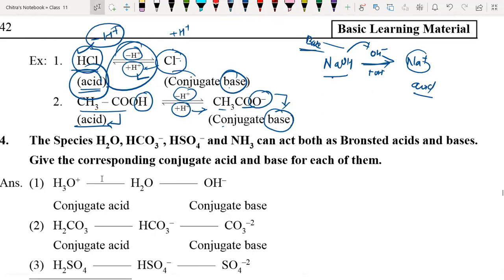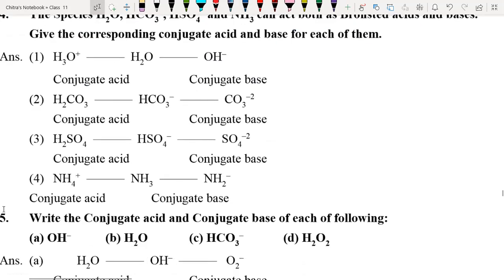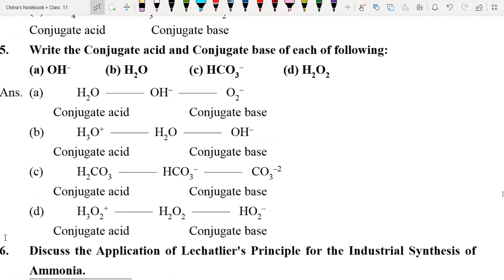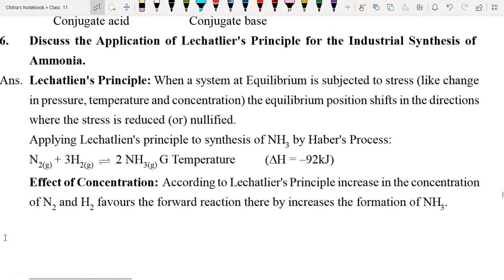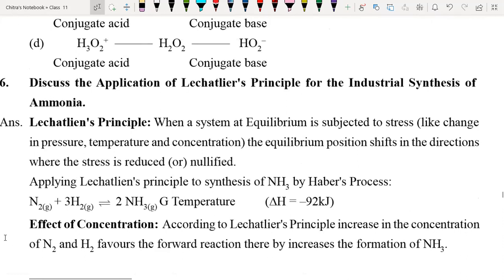And here we have any number of examples. You can go through that. Okay, sir. Okay. So now we will discuss the application of Le Chatelier's principle in the industrial synthesis of ammonia.